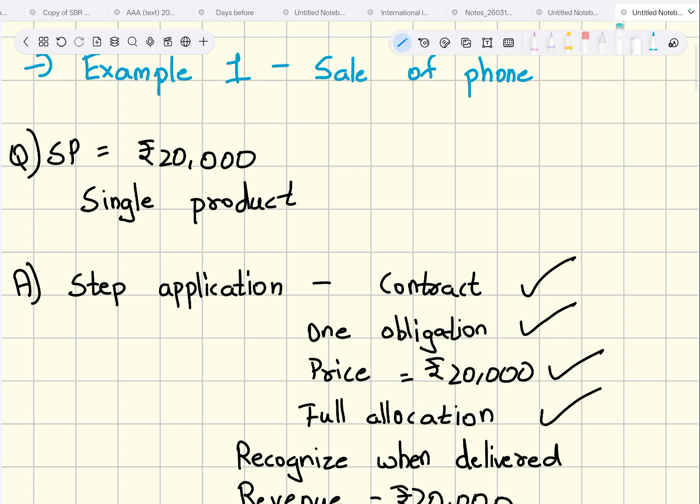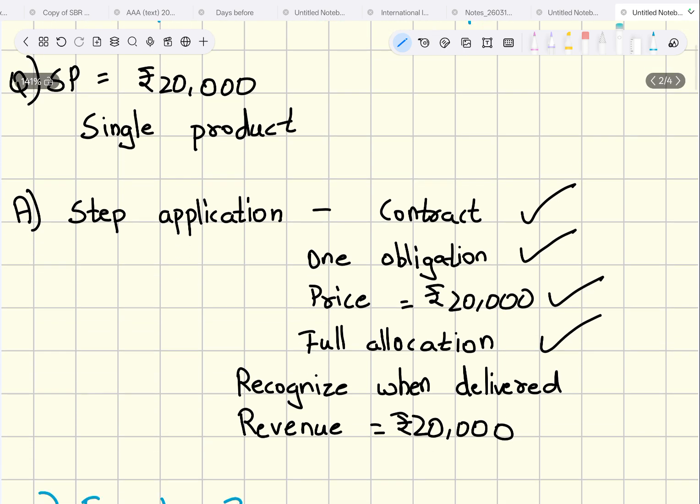Finally, revenue. Revenue is recognized when the phone is delivered. So the total revenue recognized is 20,000. Though such an easy example won't be asked in your ACCA papers. This is just for better understanding.